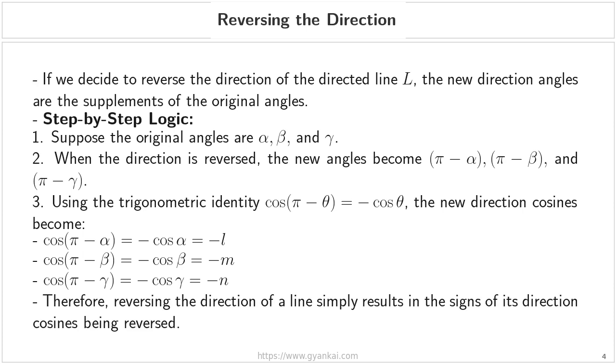So, to wrap this up, the key takeaway here is that reversing the direction of a line simply results in the signs of all its direction cosines being reversed. It's as simple as that. The values stay the same, but the plus signs become minus signs, and vice versa. Real-world analogy, navigation.